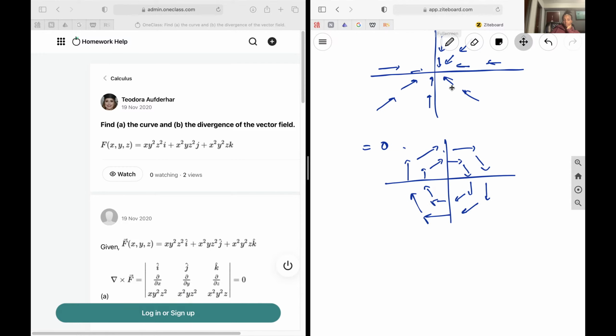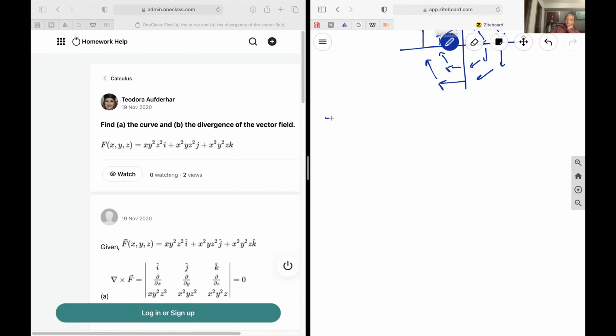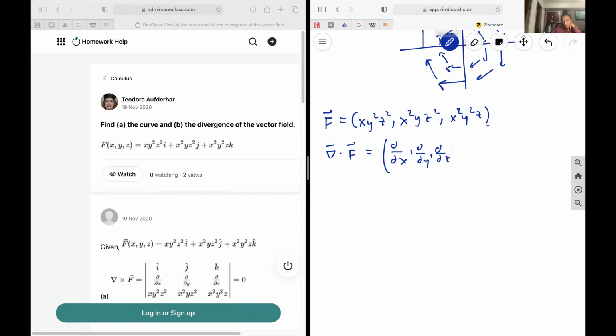Okay, so let's find the divergence of this vector field. I have f is equal to x y squared z squared, x squared y z squared, x squared y squared z. Okay, so now when I take the dot product with the gradient, that's the dot product that I will be taking. Okay, and so this will lead to this statement.